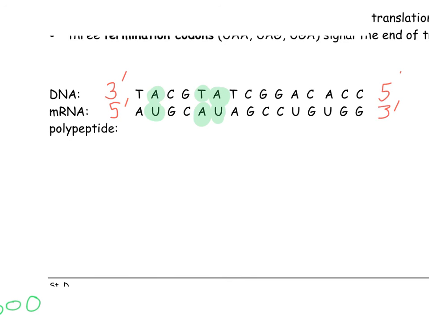Now what I want you to do is pause the video again, and fill in what the sequence, that primary protein or polypeptide sequence, will be for the protein that we're trying to make, given the initial DNA and then our following mRNA strand.